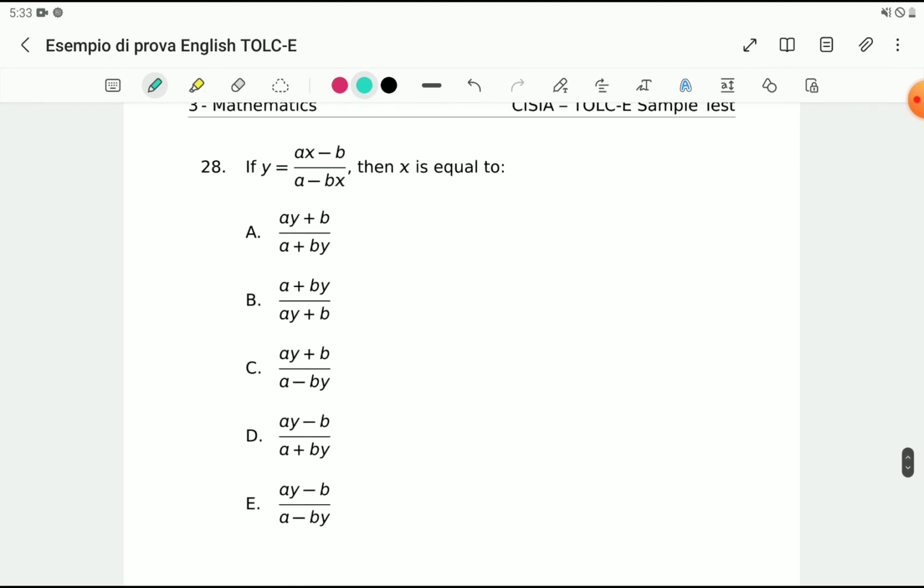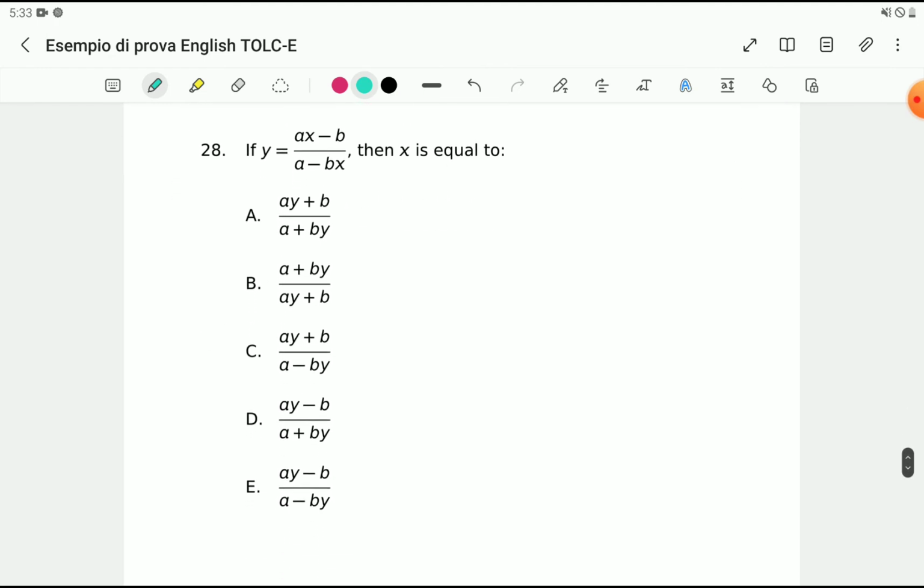Let's go to problem number 28. If y equals ax minus b divided by a minus bx, then x is equal to what? So it's very simple. We have to find the equation of x as a function of y. y should be on the right-hand side, and you have to find the value of x actually. So it is called the inverse function.